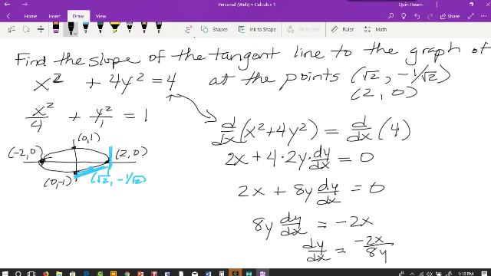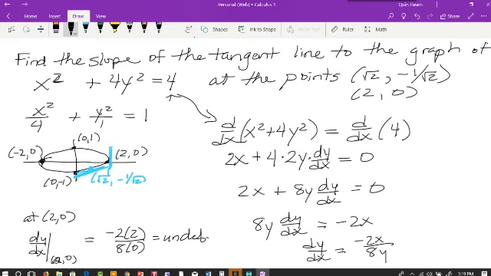Well, since this is an ellipse and we're at the end point of the major axis here, we would expect it to be a vertical tangent line, so we should get undefined, right? So at the point 2, 0, what are we looking at? dy/dx evaluated at 2, 0. We're going to plug into the formula negative 2x over 8y, and that's going to give us negative 2 times 2 over 8 times 0, which is undefined. That makes sense, right? Because the slope of a vertical tangent line would be undefined.